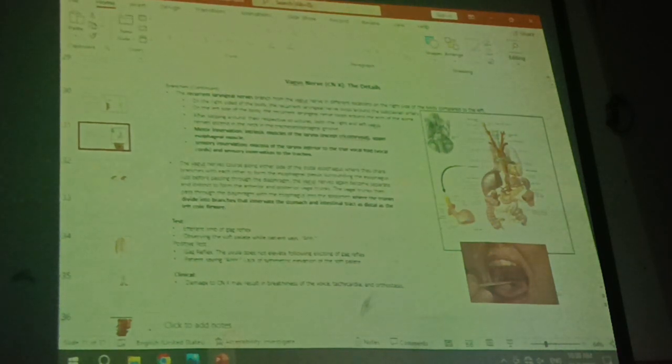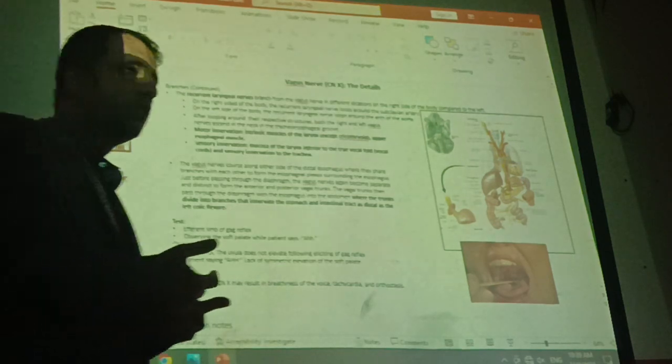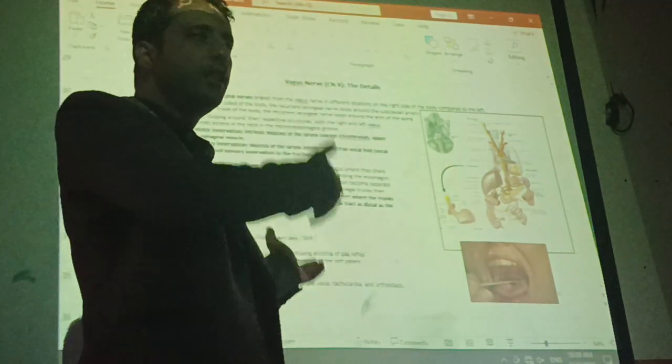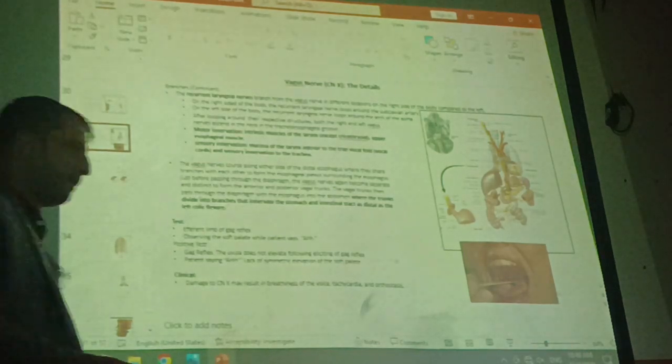I said that the muscles of the soft palate, the muscles of the pharynx, okay, are innervated by parasympathetic fibers of the vagus nerve. So, when you irritate these fibers, you are irritating the vagus nerve, okay? And the vagus nerve is a parasympathetic fiber, and this reflex begins, which is named gag reflex.